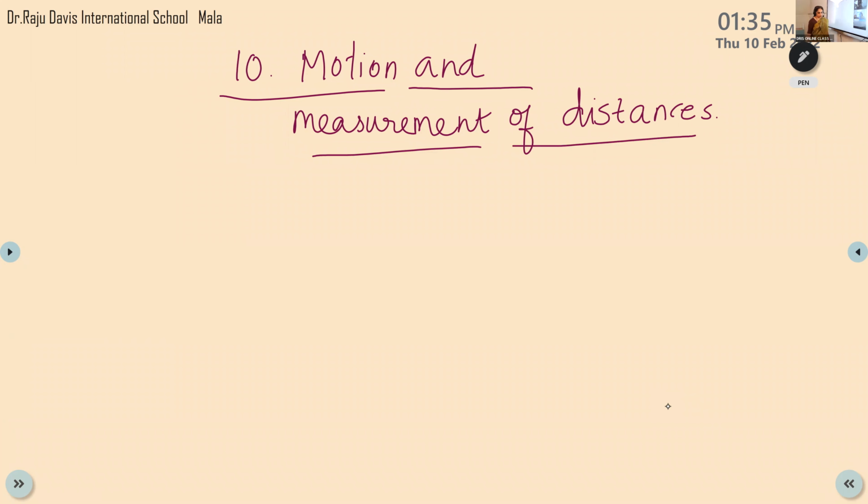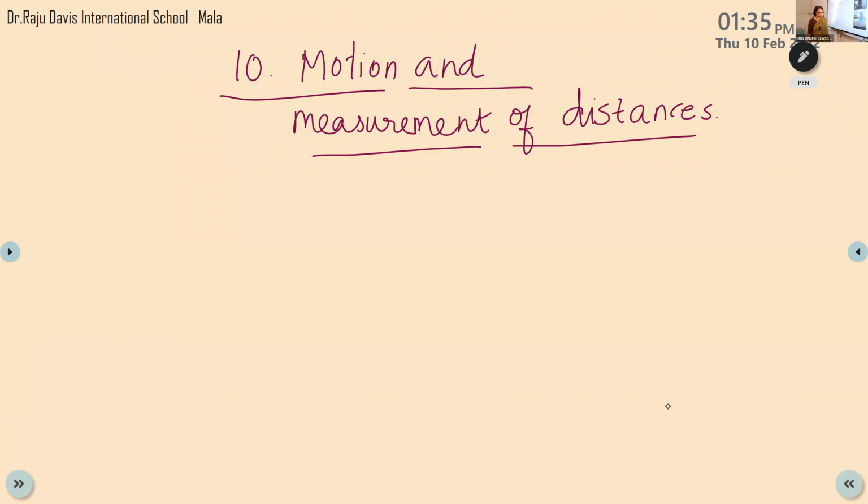Motion in a straight line is called rectilinear motion. First example, motion of light. A car moving in a straight line. Give me an example for rectilinear motion. Cars moving on a straight road. Yes, vehicles, not only cars.